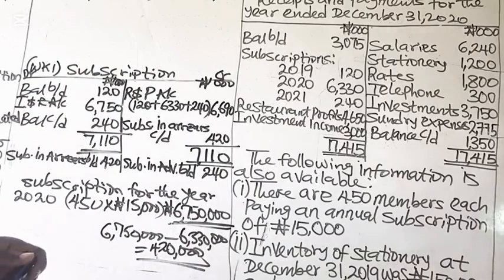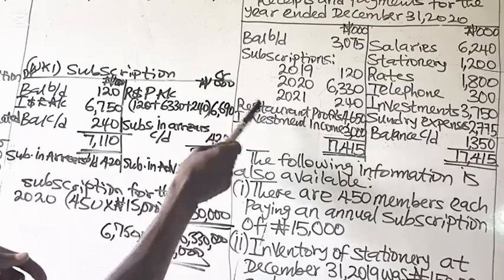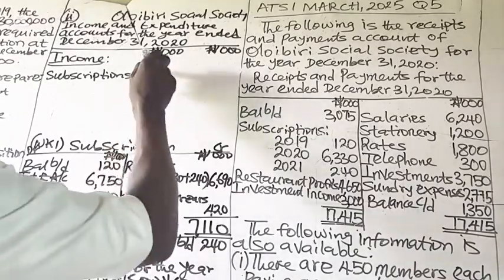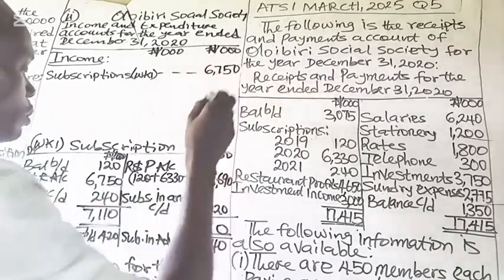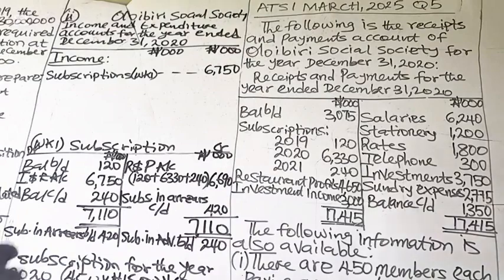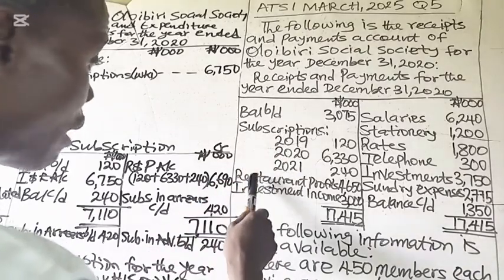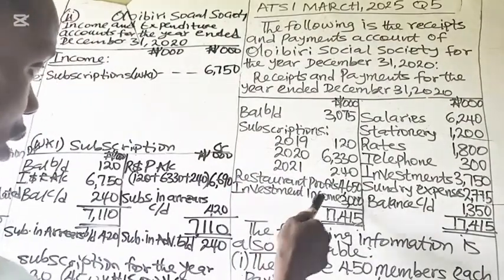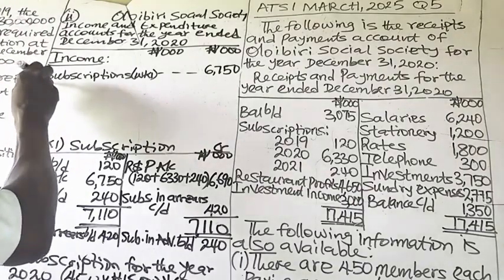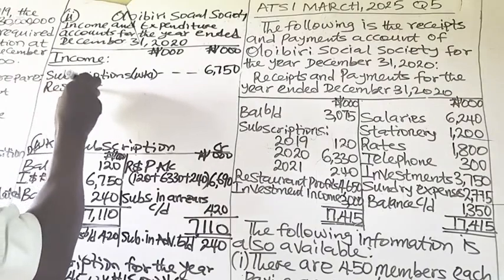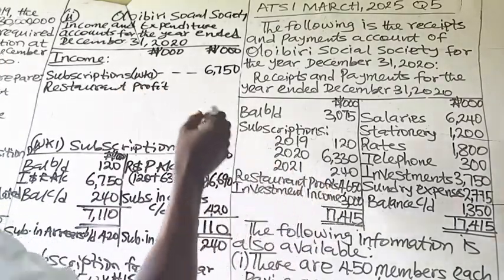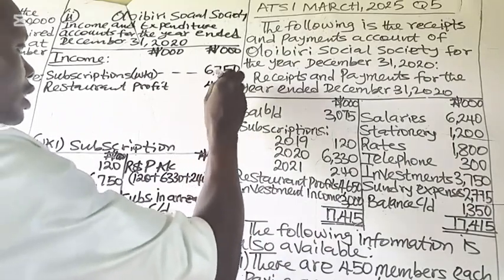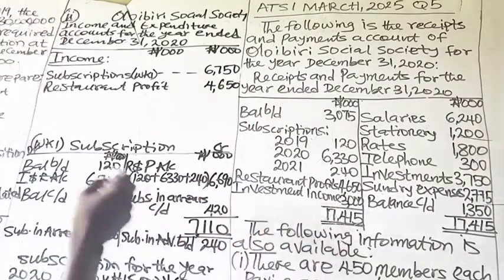Aside subscription, what other income do you have? 6,750,000 will be shown in income and expenditure account, the subscription made for the financial year. Now, aside subscription, do we have another income? We have restaurant profits, and there is no additional information that affects the restaurant profit. So you can report that as an income here. Restaurant profit amounted to 4,650,000.